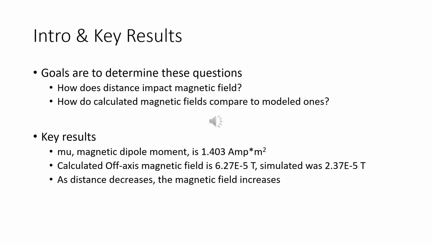And the key results are that for mu, we got 1.4 ampere meters squared. The calculated off-axis magnetic field was 6.27e-5 Teslas versus the 2.37e-5 from VPython. And as distance decreases, magnetic field increases.